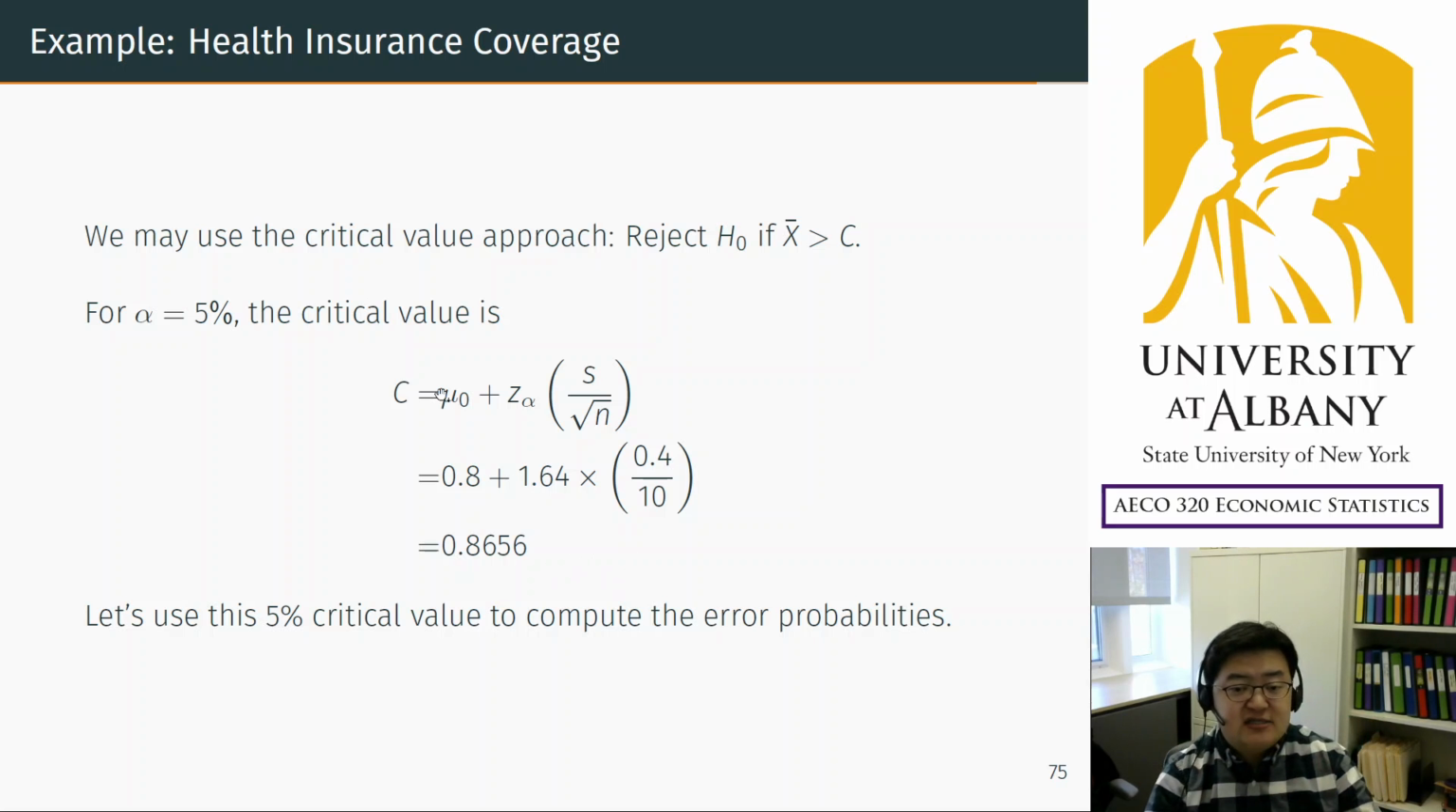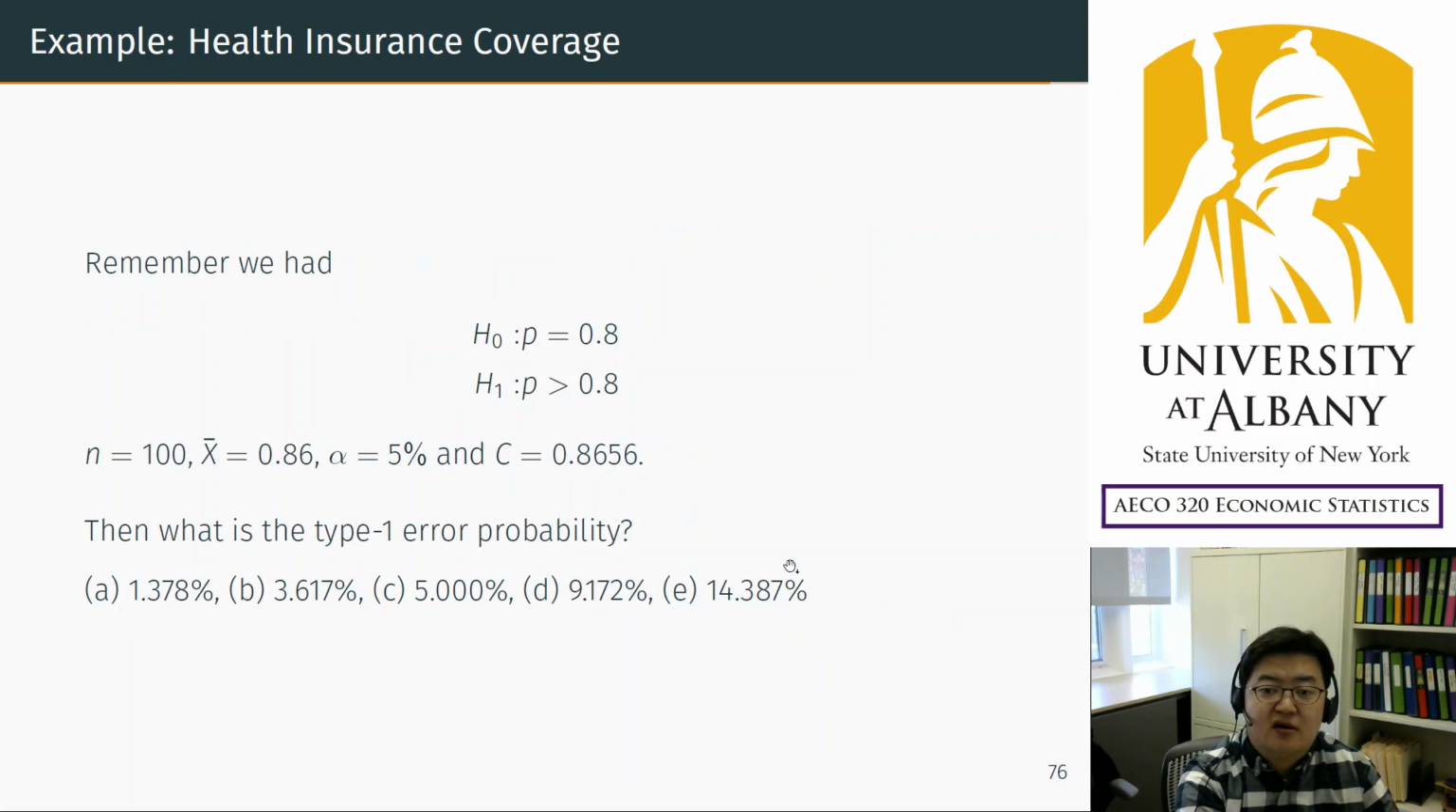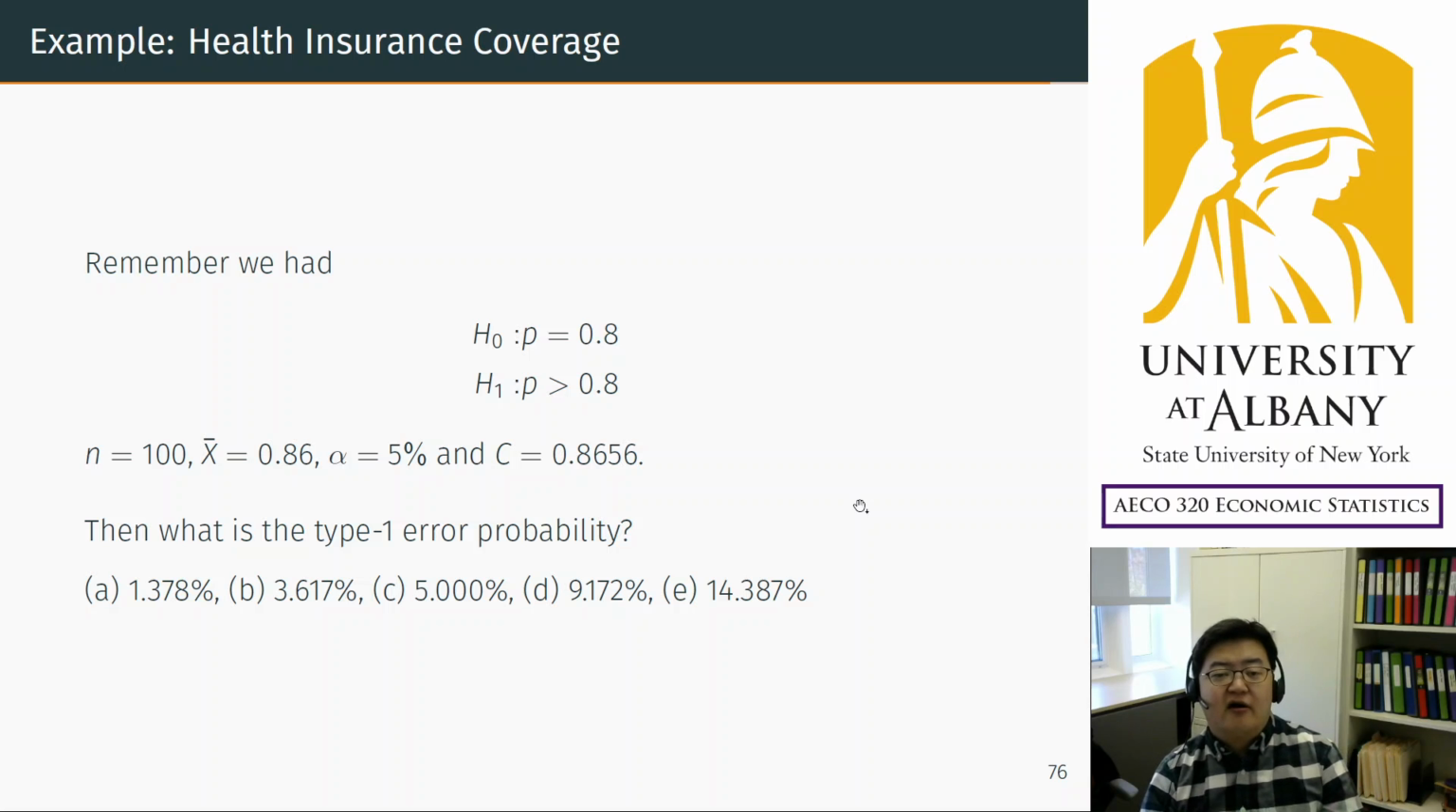Okay, the next step, we are going to use this critical value to calculate the error probabilities. So again, please do it by yourself. What is the type 1 error probability? All the hypotheses are the same, data are the same, significance level are the same. Just calculate the type 1 error probability.